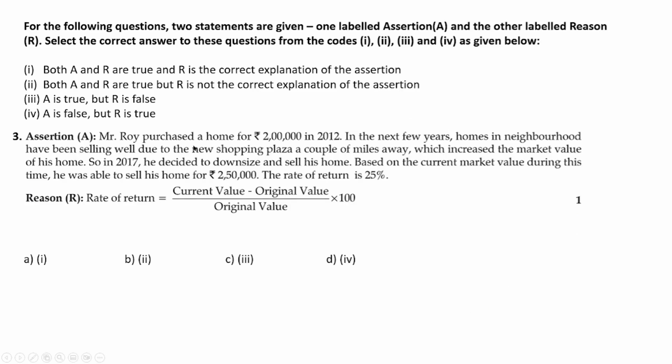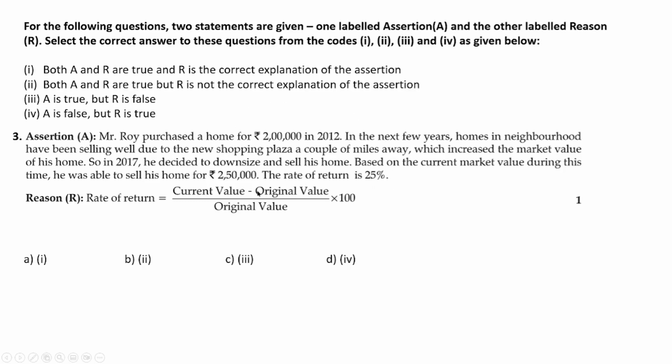Next question. Mr. Roy purchased a home for rupees 2 lakhs in 2012. The next few years, homes in the neighborhood have been selling well due to the new shopping plaza a couple of miles away, which increased the market value of his home. So in 2017 he decided to downsize and sell his home. Based on the current market value during his time, he was able to sell his home for rupees 2,50,000. The rate of return is 25%.